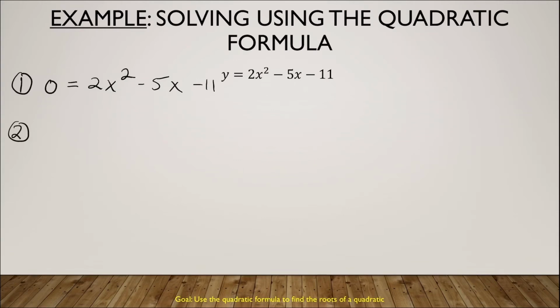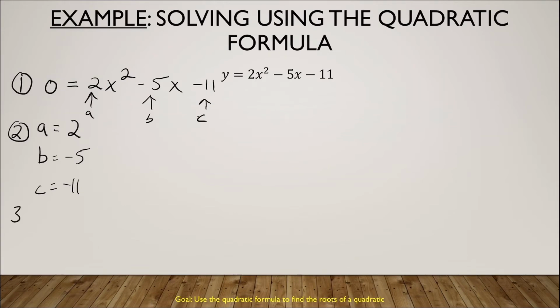The next step I have to do is I have to identify my a, my b, and my c. A, b, c. So a is right there, there's my 2. B is right there, my -5. And c is right there at my -11. Okay, so I have my a, my b, and my c.